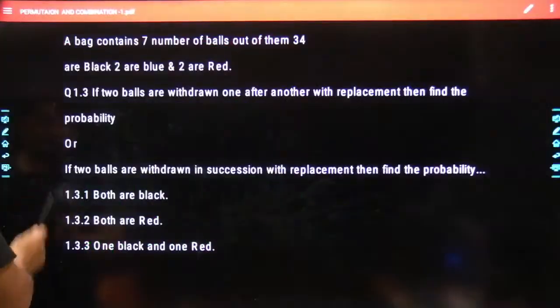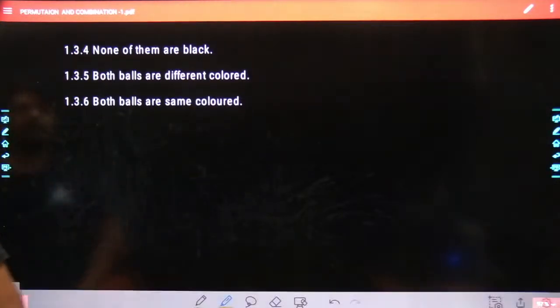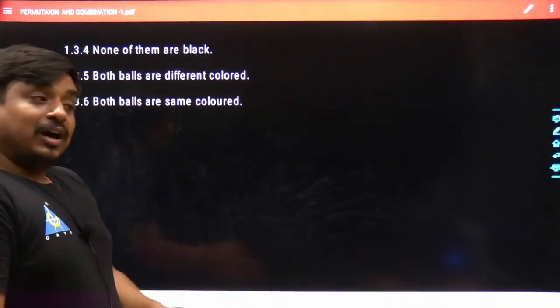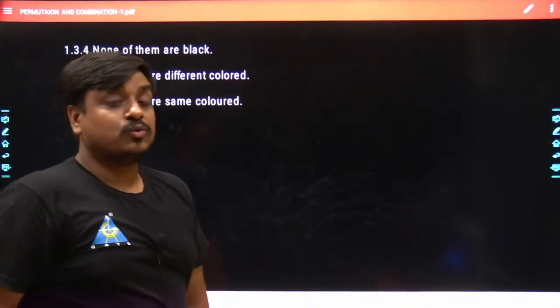In the same sequence, let me move forward. And 3 more remaining problems we are going to smash now. None of them are black. Again the same problem has to be there, and the same methodology that 2 people were using should not be used.